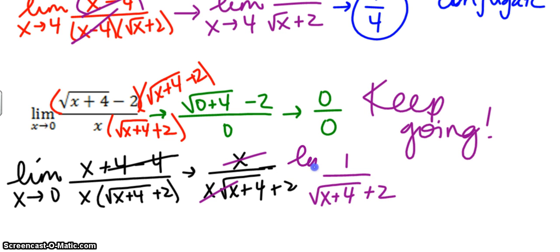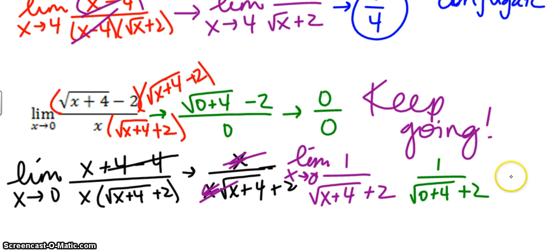When I plug in my limit, I just got rid of the problem spot right there. So when I plug in 0, I'm going to get 1 over the square root of 0 plus 4 plus 2. It's going to be 1/4. Please note that it is total coincidence that it matched this answer up here. It's not always going to be 1/4. But again, substitution is your first method. If substitution fails you, because you get 0 over 0, you have to keep going. Try factoring or multiplying by a conjugate.